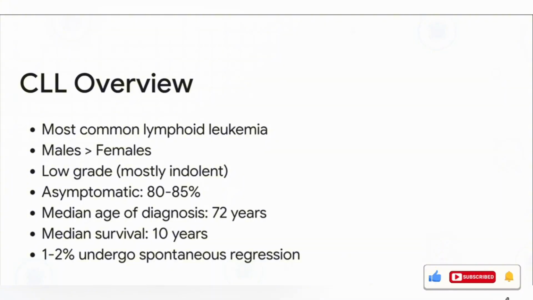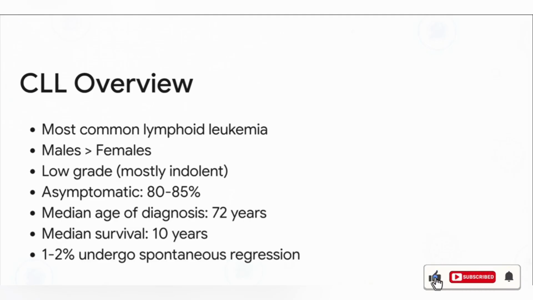First off, CLL is the most common lymphoid leukemia. It affects males more than females, and here is a massive exam pearl. It's a low-grade, mostly indolent leukemia. Actually, 80 to 85% of patients are completely asymptomatic at the time of diagnosis. You'll usually see this in elderly patients. The median age of diagnosis is around 72 years. Because it's so slow growing, the median survival is about 10 years, which can be increased with modern drugs.